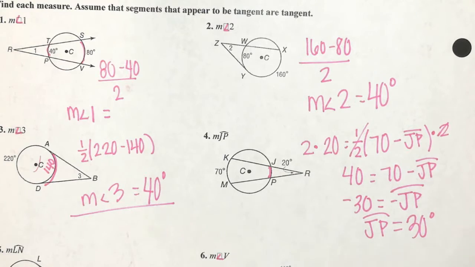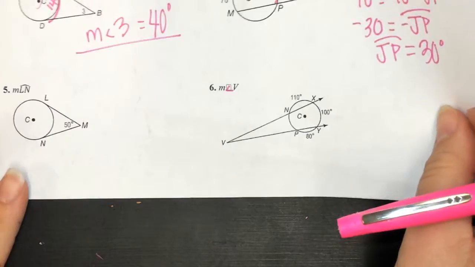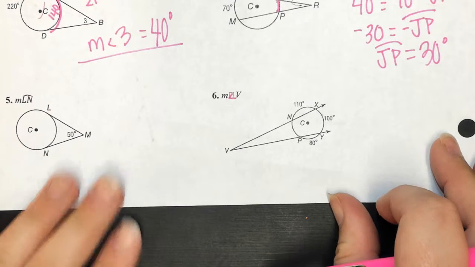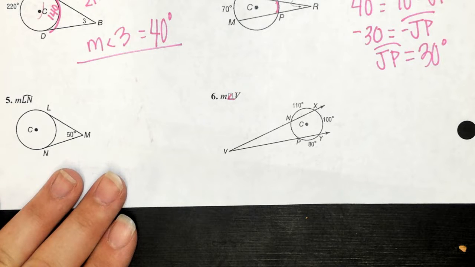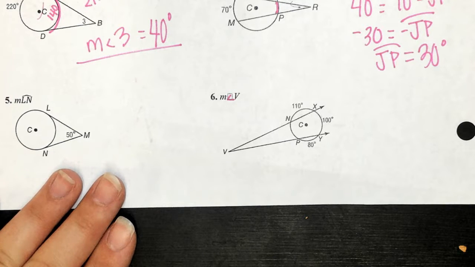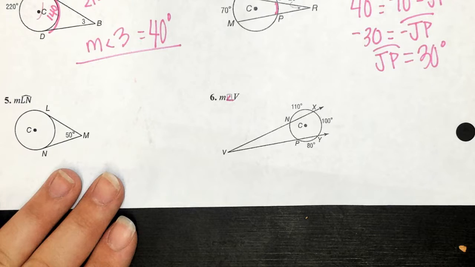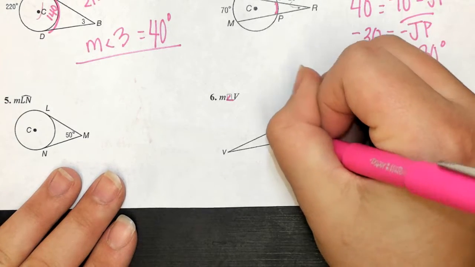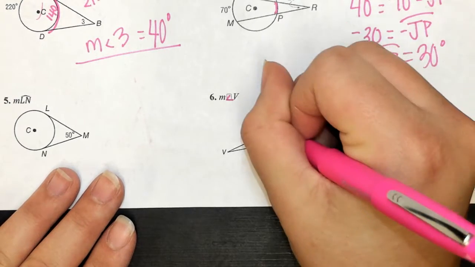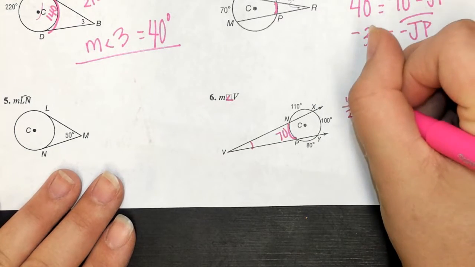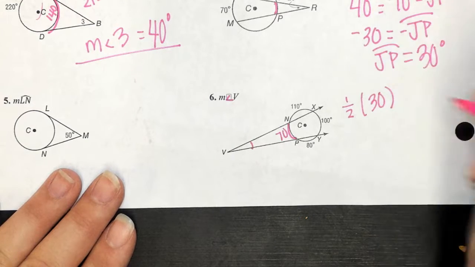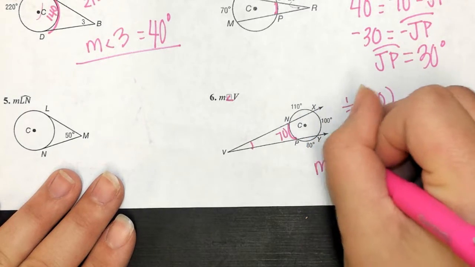All right, let's do 6 first because 5 is the hardest. Let's save it for last. Can you find little arc NP? By doing what? Right. 360 minus all the other stuff. So little arc is 70. To find angle V, 1/2 of 100 minus 70 is 30. Half of 30 is.